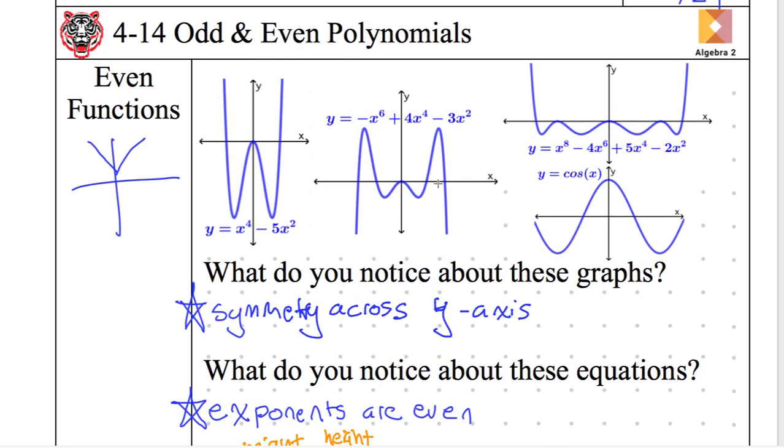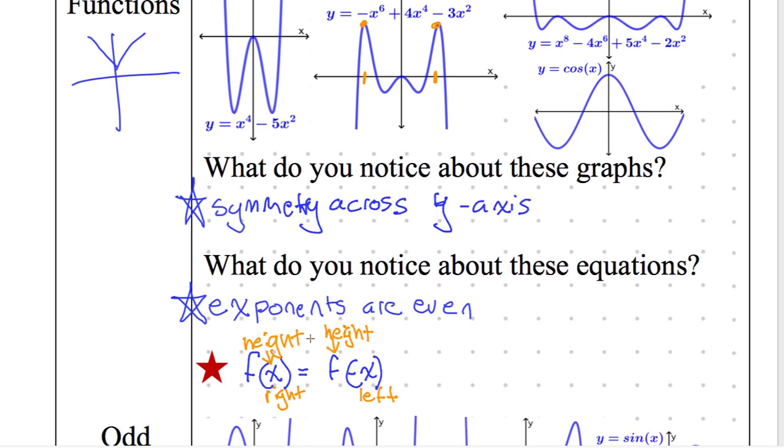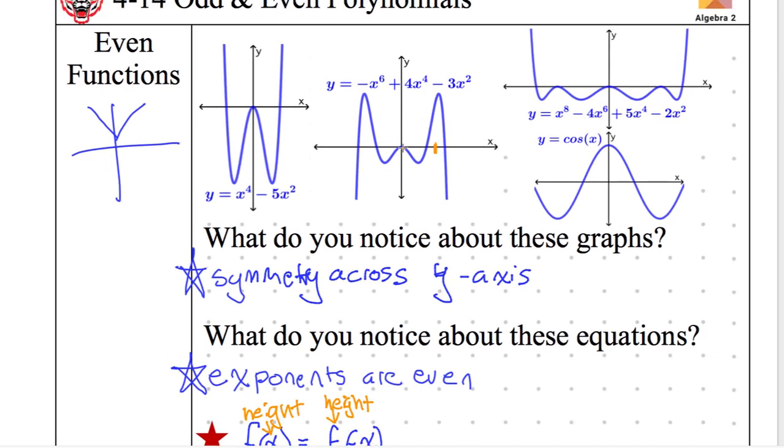And you can see that. So if I go to the same x-coordinate on the right and the same x-coordinate on the left, the heights at those two points are the same. We can all nod our heads. That makes sense. This equation is a little bit confusing, but it makes sense when I explain it.